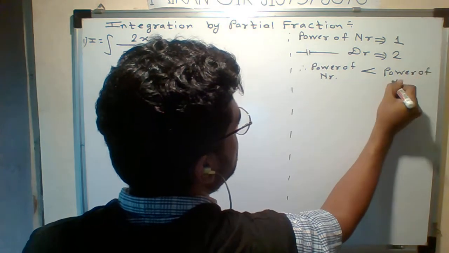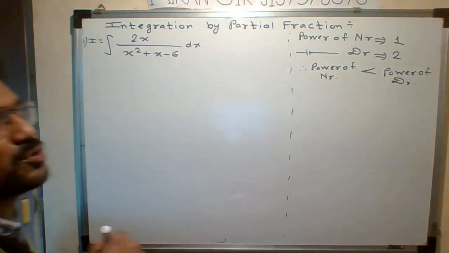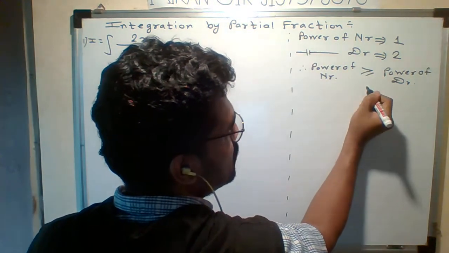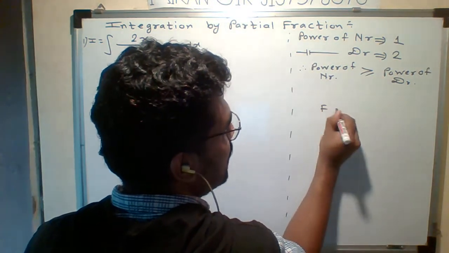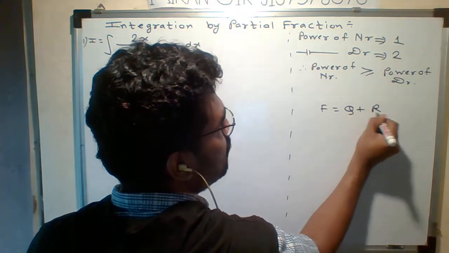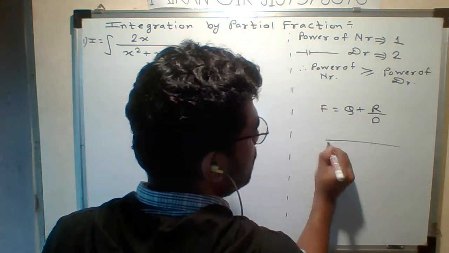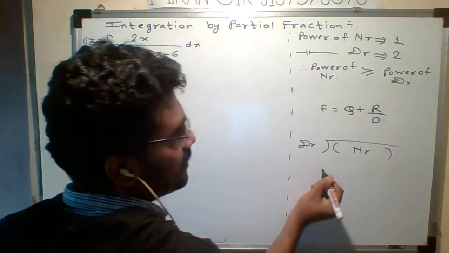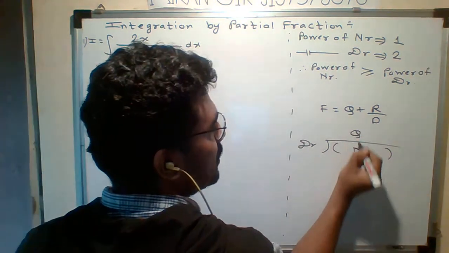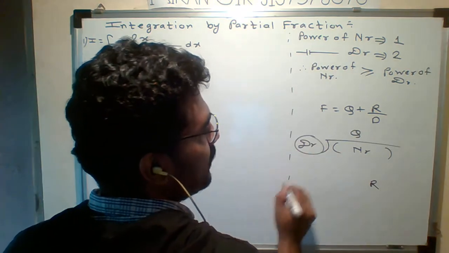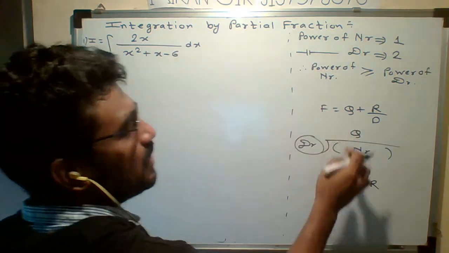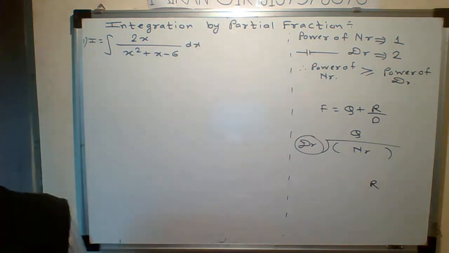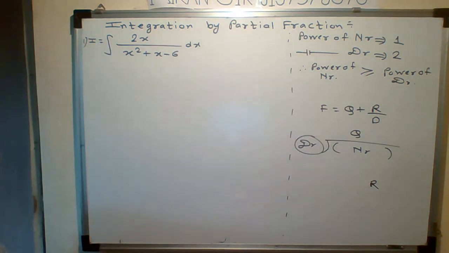Students, already we have seen actual division, where the power of numerator is greater than or equal to the power of denominator. At that time we apply the formula: fraction equals quotient plus remainder upon divisor, and we divide the numerator by the denominator. We find the quotient and remainder, and this is the divisor. We do this when the power of numerator is more than or equal to the power of denominator.